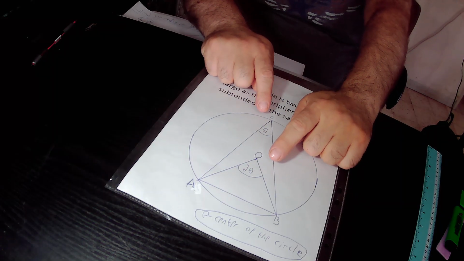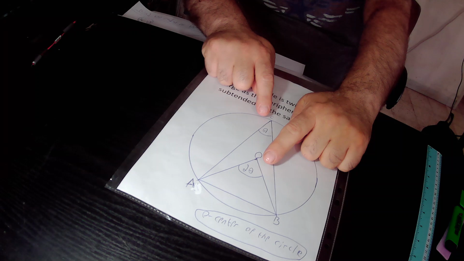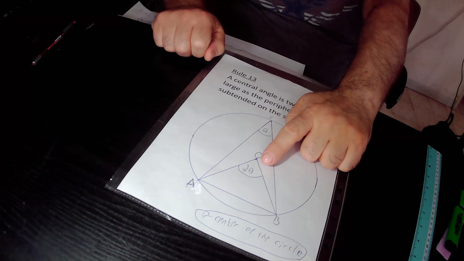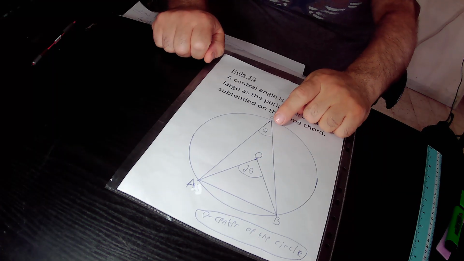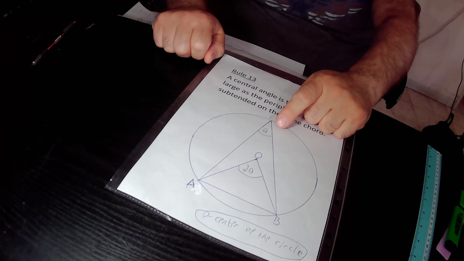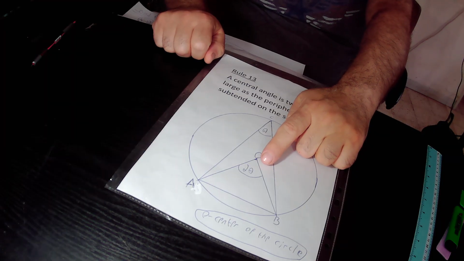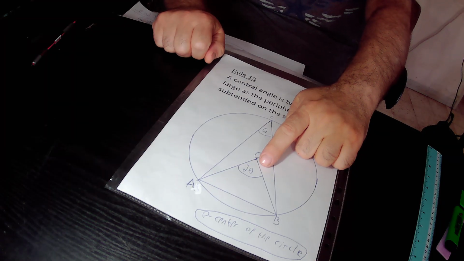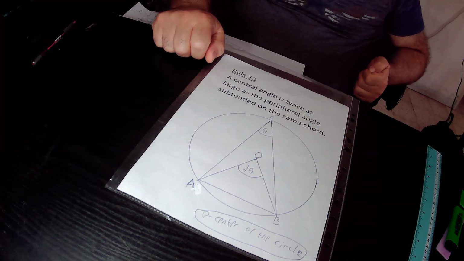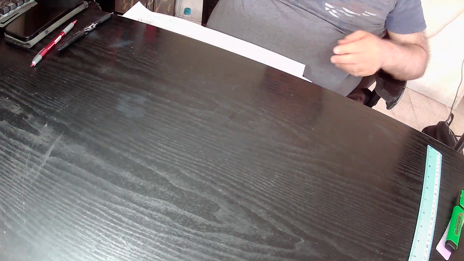So those two angles are both subtended on the same chord called AB. Whenever you have two angles that are both subtended on the same chord, the size of the center angle will be twice as large as the size of the peripheral angle that is subtended on the same chord. The size of this peripheral angle ACB is theta, and the size of this center angle that is subtended on the same chord AB must be equal to 2 theta. So we can actually implement rule 13 in our drawing.